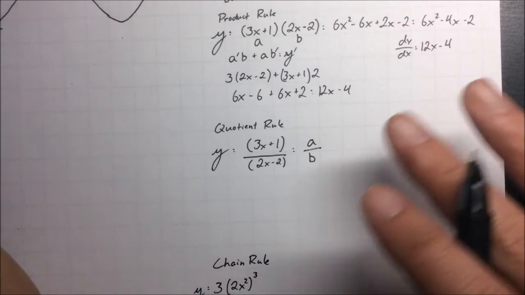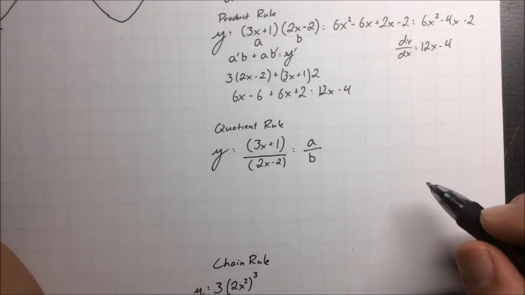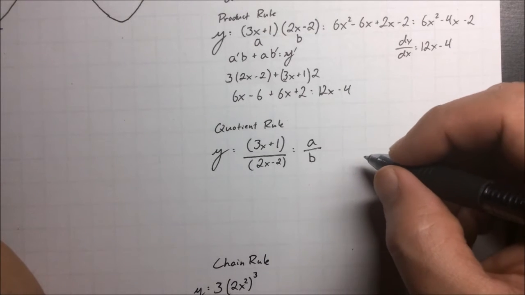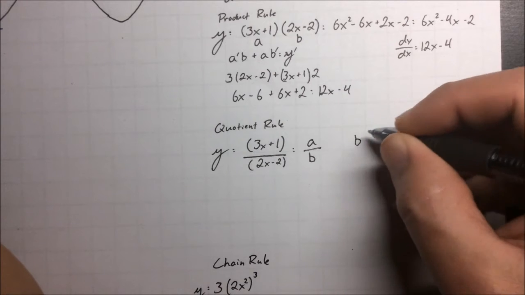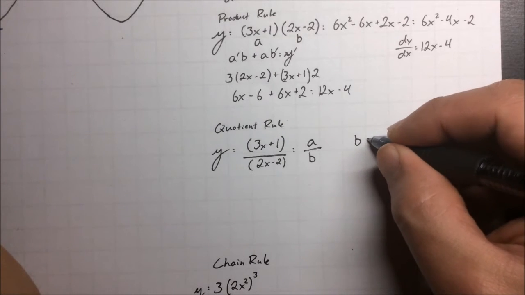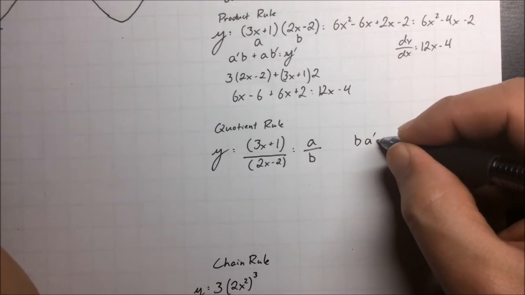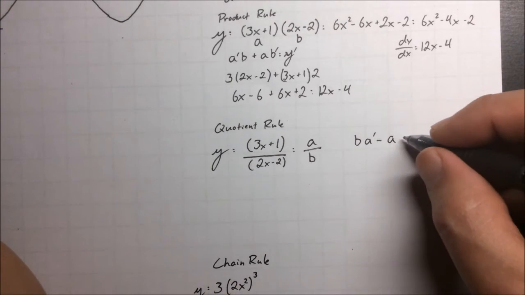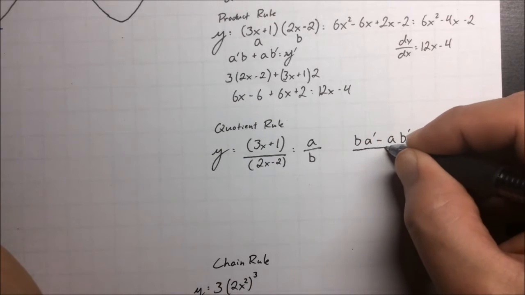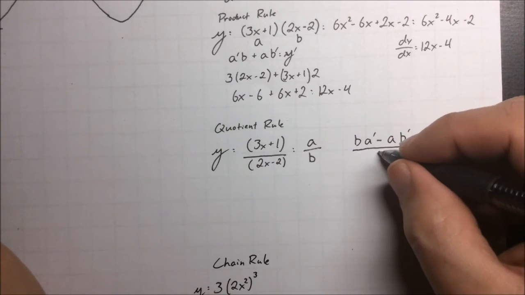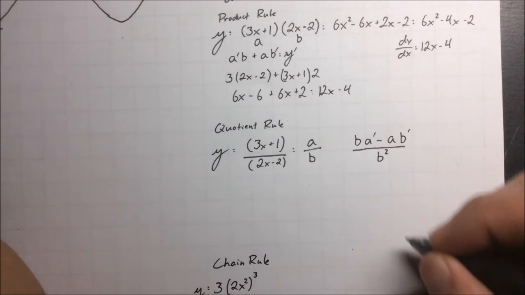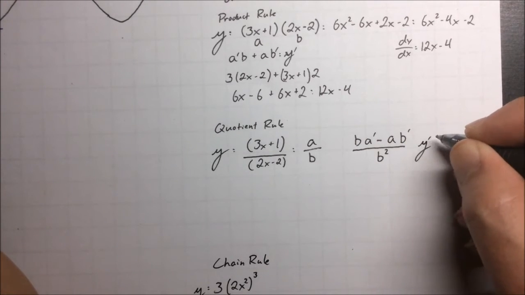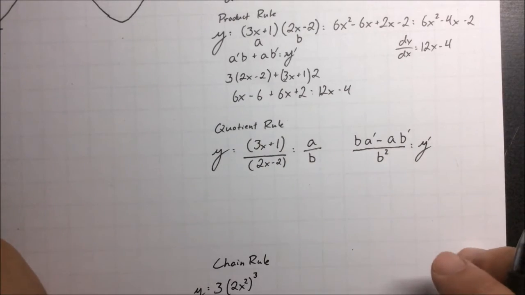And there's a little moniker that you would say, which would be low d high minus high d low over low squared. So the low function here, low d high, would be B. And d high means that we're going to take the derivative of A, so A prime, minus high, A, up here, d low, the derivative of the low thing, B prime, divided by low squared, so b squared. Okay, and that would be how we would find the first derivative of whatever this is over here.